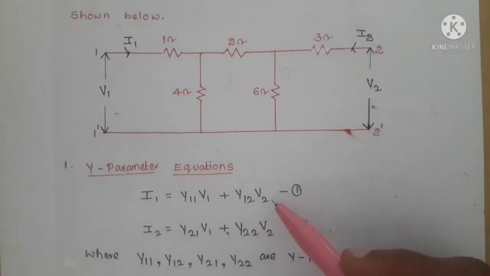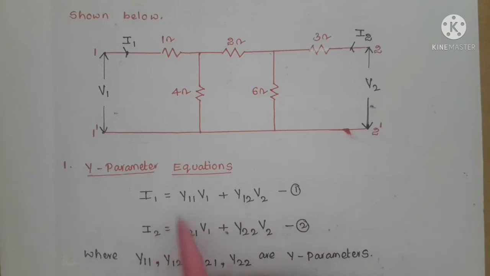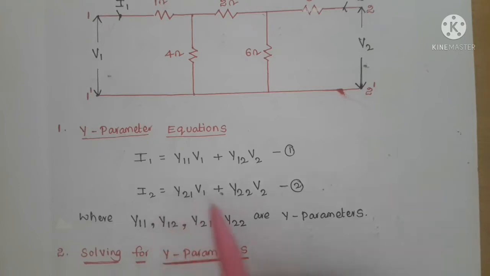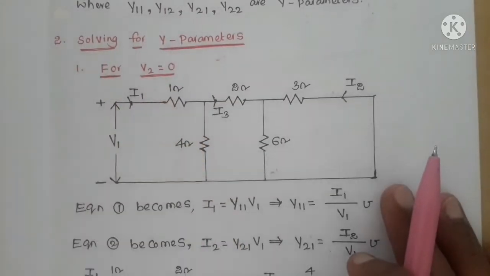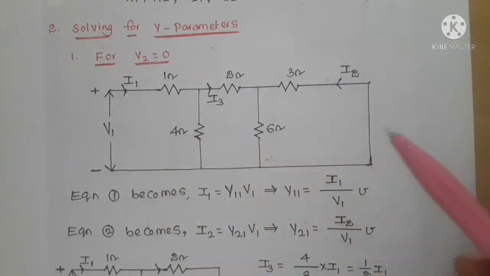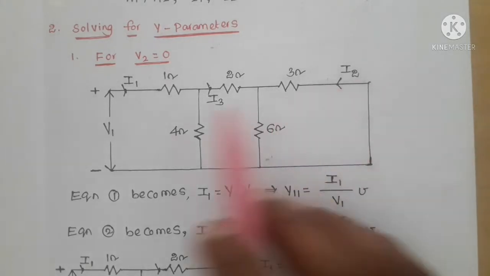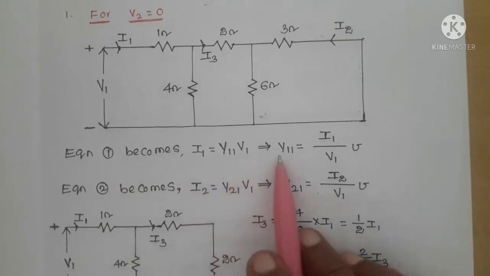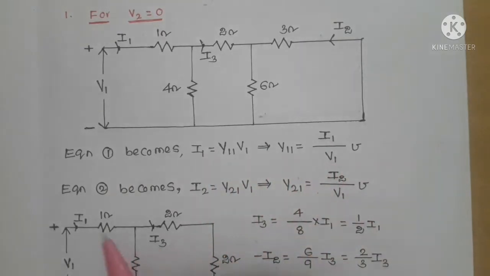And if you make V2 equal to 0, equation 1 becomes I1 equal to Y11 V1, and Y11 equal to I1 by V1. Similarly equation 2 becomes I2 equal to Y21 V1, and Y21 equal to I2 by V1. If you apply the condition V2 equal to 0 to the circuit, the circuit becomes like this, and these two elements are now in parallel.